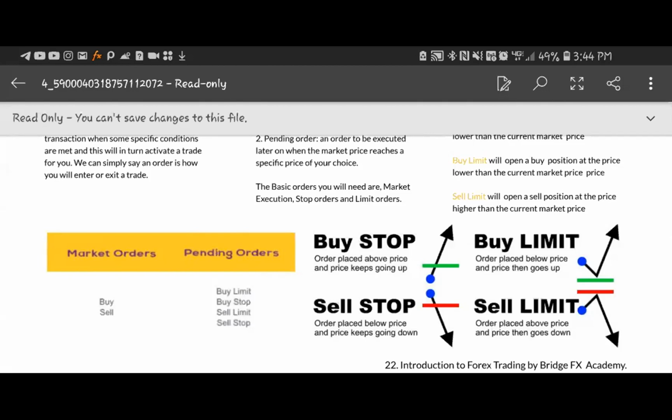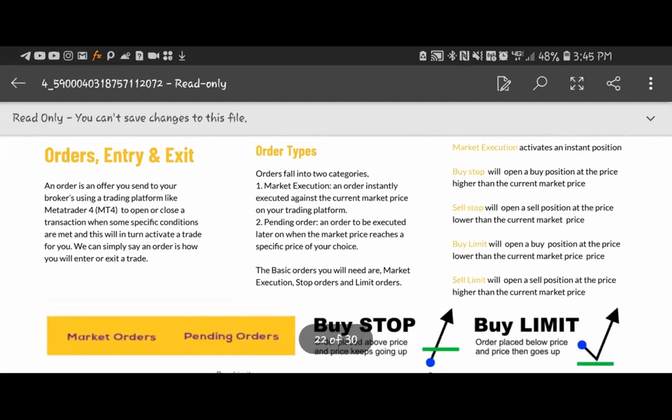So what do you do? You place your order. Say, hey broker, I want to sell naira when it gets to 480. When it gets to 480, please open my position, put me into the trade. Once it gets to 480, your trade will activate and start dropping down to your TP, and it hits your TP. If it doesn't, it will reverse and hit your stop loss. So is that clear? I hope I've been able to simplify it. Do you understand right now?